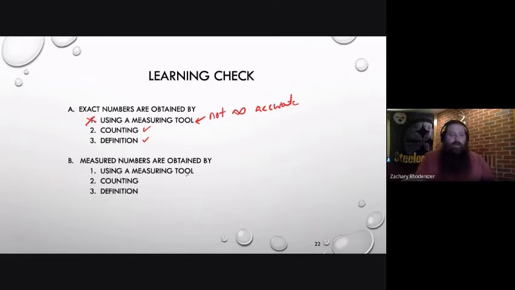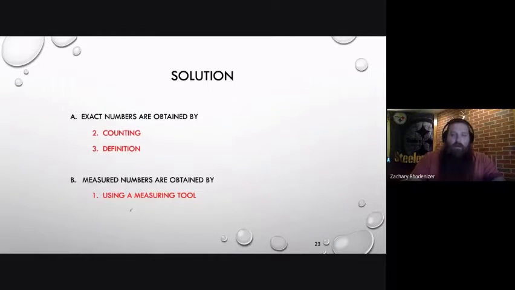Obviously, if you flip that question around and ask, how do you obtain a measured number? Well, counting is exact, so it's not measuring, and a definition is exact, so it can't be either. But a measuring tool definitely gives you a measurement. That's a different way to think about it.